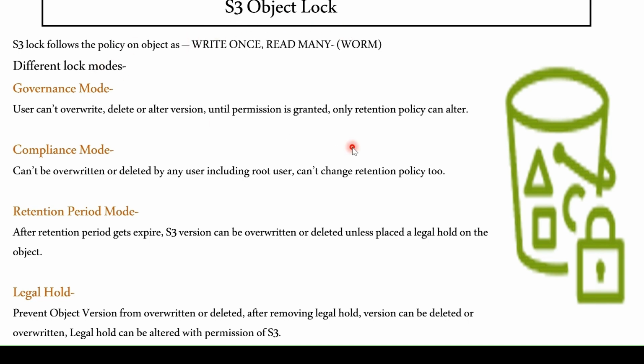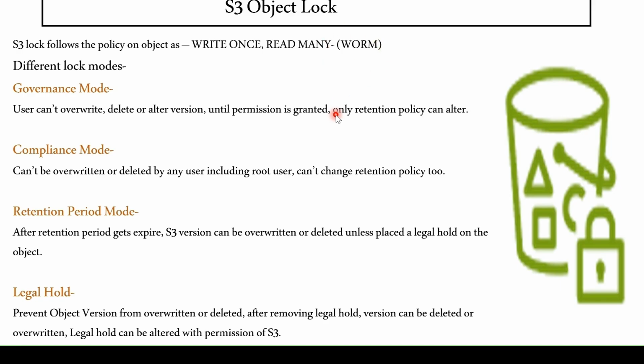Now we'll see S3 Object Lock. In S3, we store the data in the form of objects or files. So S3 follows a policy for the lock: Write Once, Read Many. It means once you have written something on the files or objects, it will lock it and we'll be able to read as many times as we want. So this follows WORM.